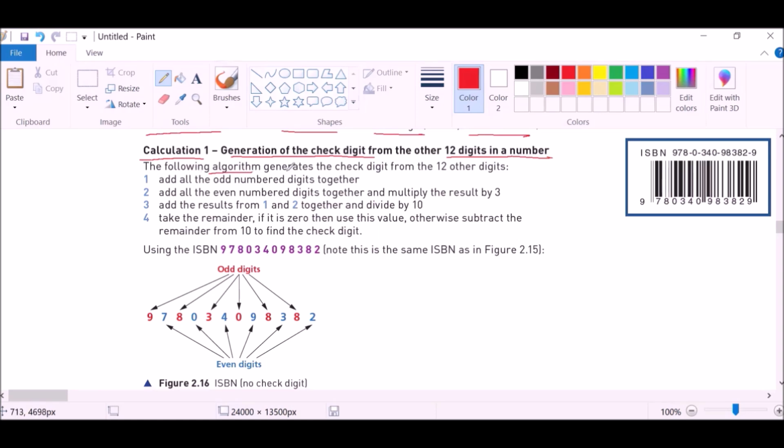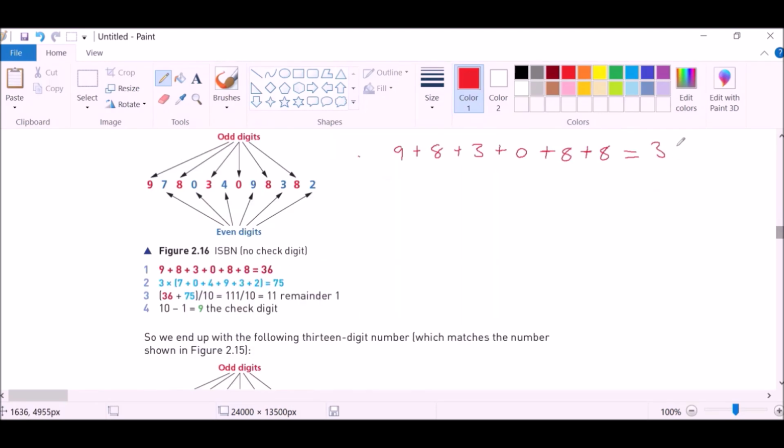The following algorithm generates the check digit from the 12 other digits. The first step is to add all the odd numbered digits together. So the odd digits are the first, the third, the fifth, the seventh, the ninth, and the 11th. So we add the odd numbered digits together, which is 9 plus 8 plus 3 plus 0 plus 8 plus 8, which will give us 36. This is the calculation shown.